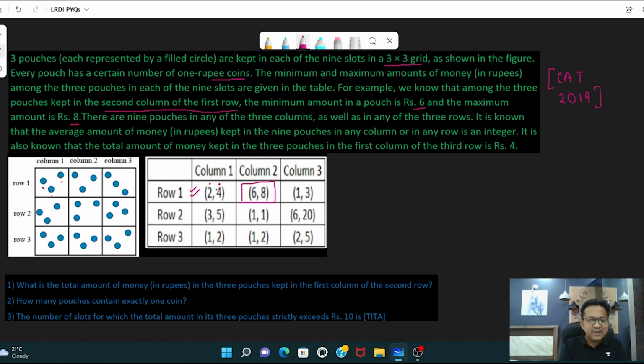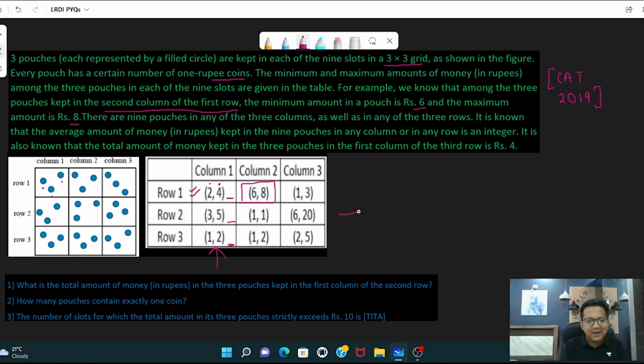So can you see 9 pouches in total in any of the 3 rows as well as in any of the 3 columns. So if you look at column 1, how many pouches do you have? Each cell has got 3 pouches. One of them is unknown. So total there are 9 pouches in each column.